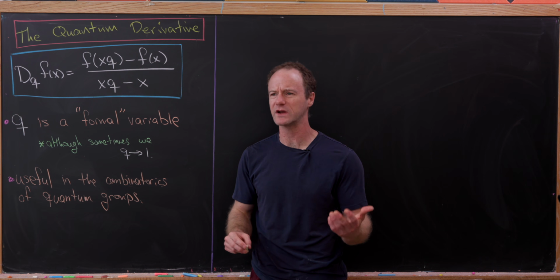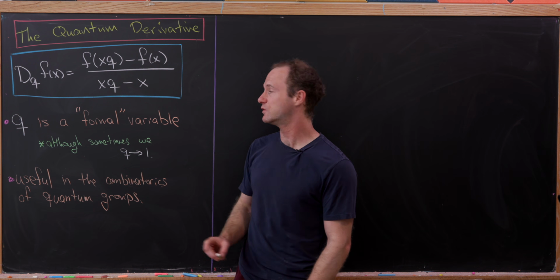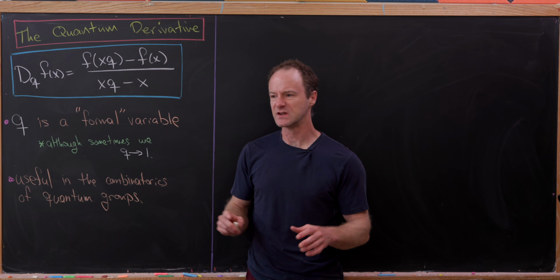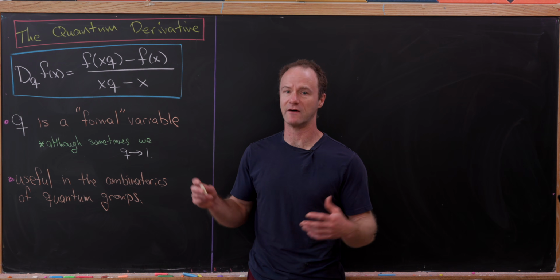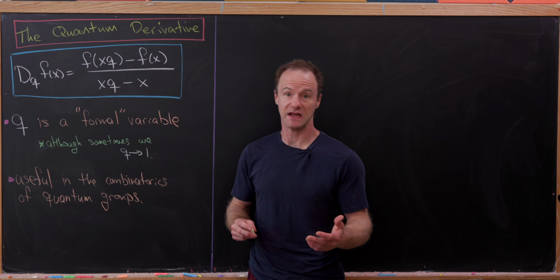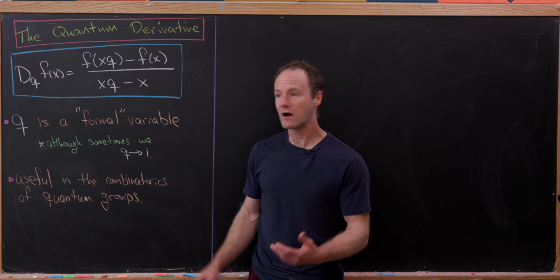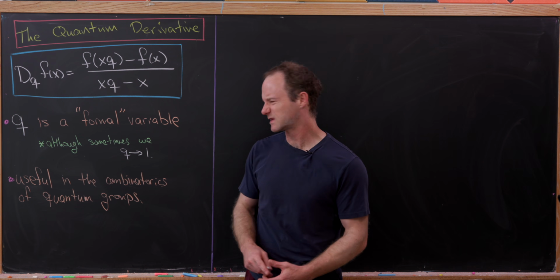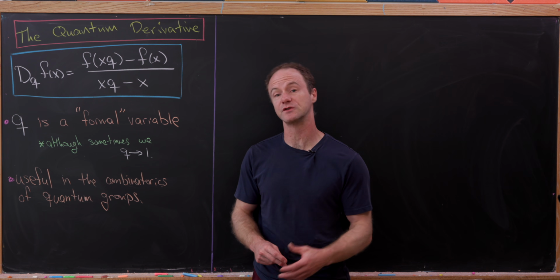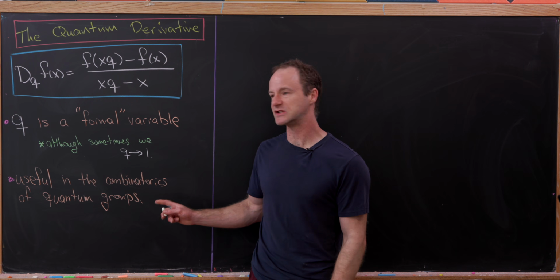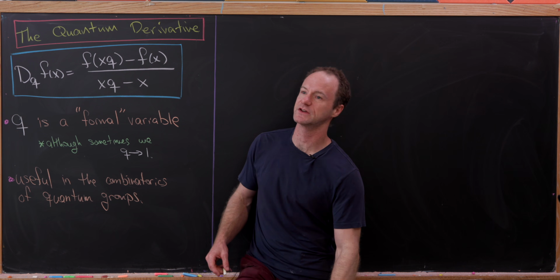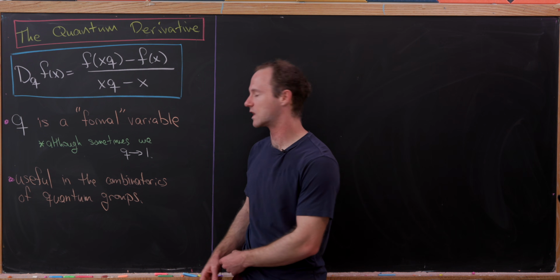And you might say, well, what is q here? Well, q is a formal variable. So you can think about extending the real numbers to this world where you have formal power series in this variable q. But now here's where I'll contradict this, because sometimes we take the limit as q goes to 1. That's an interesting thing to look at. And you might say, well, where is this useful? Well, it's useful in the combinatorics of a certain structure known as a quantum group.